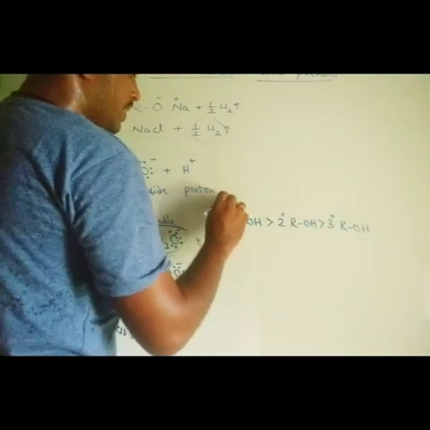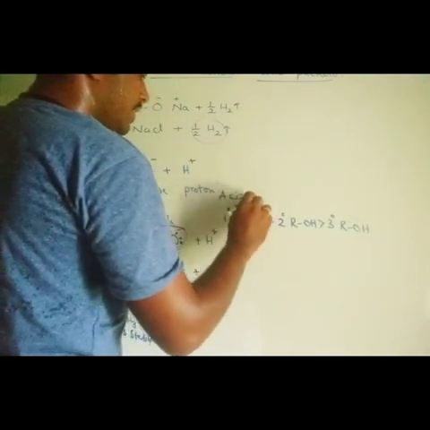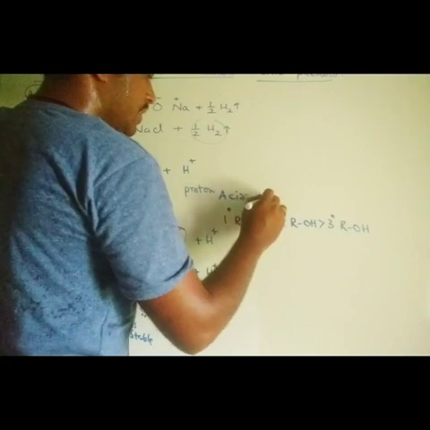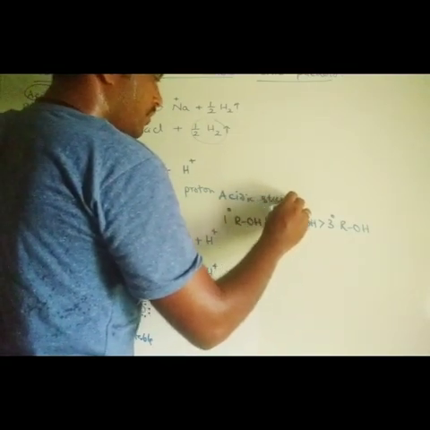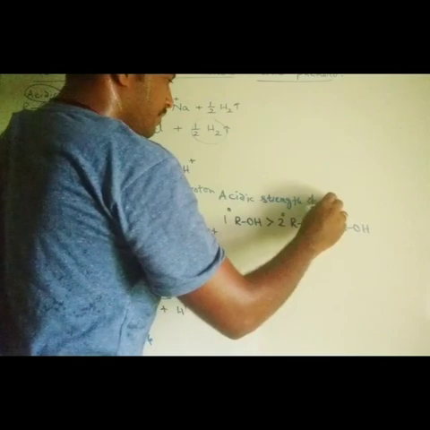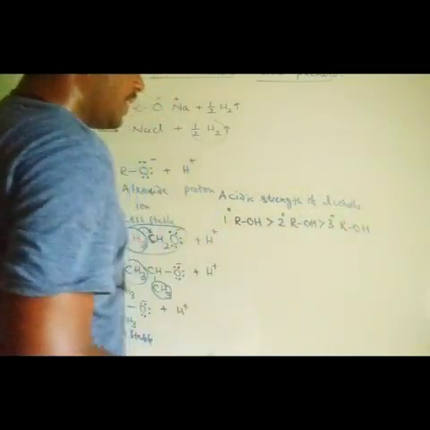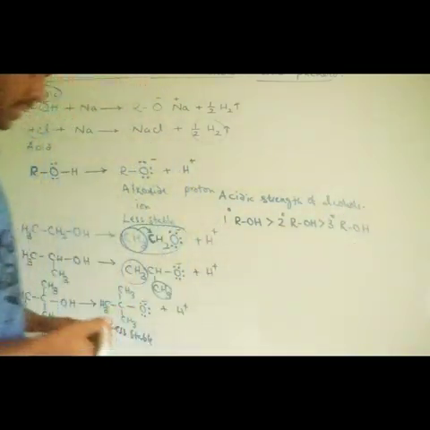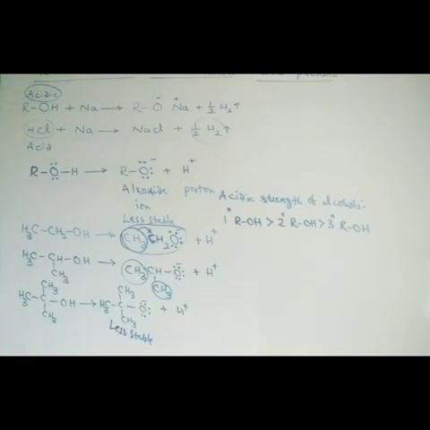So this is the acidic strength of alcohols. Okay, this is the correct order of acidic strength of alcohols. Primary alcohols will be more acidic, then secondary, and then tertiary finally.